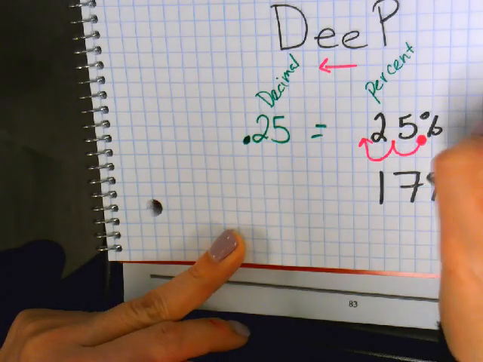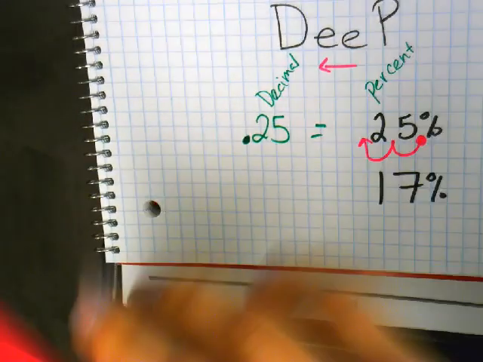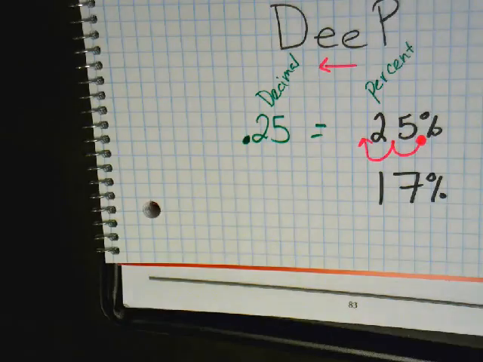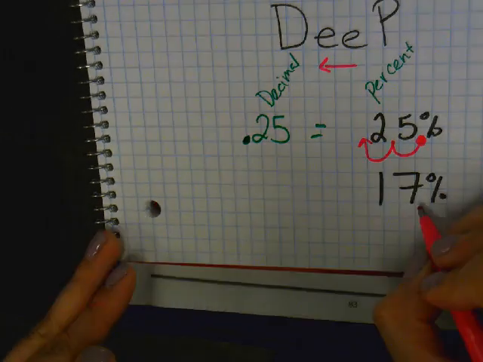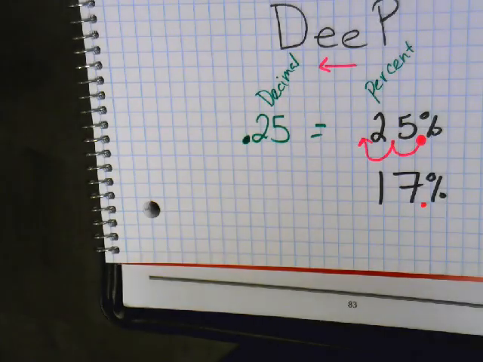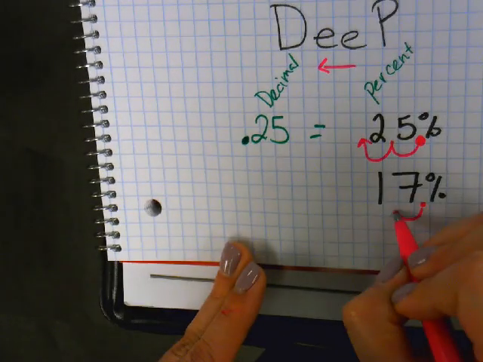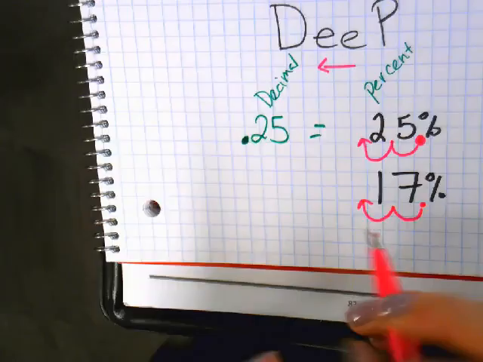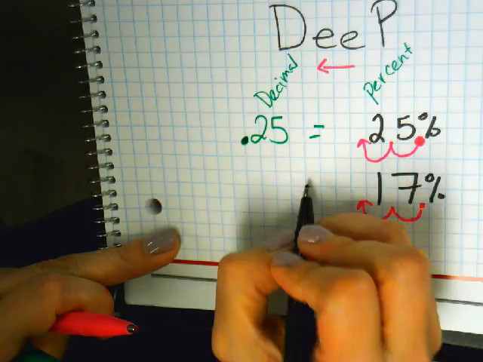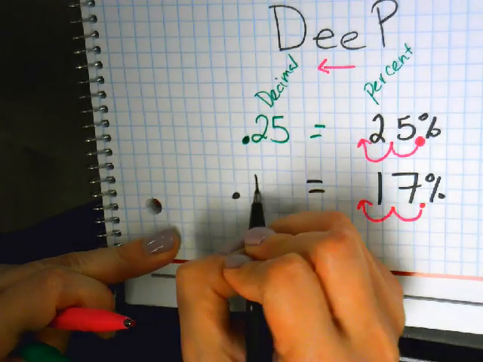17%. What is 17% as a decimal? Yep. So how many times do I move it? Twice. Where is it right now? Right now it's in the back. How many times am I going to move it? 2. 1, 2. So this is equal to 0.17.